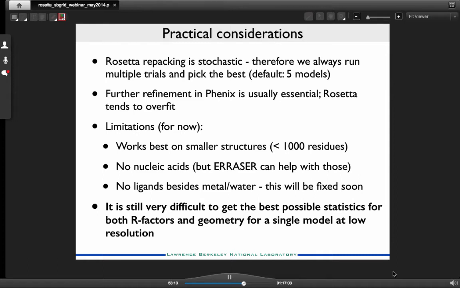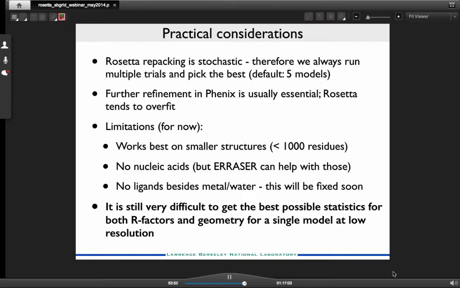There are several practical considerations for actually running this. One, as I mentioned, is that the repacking is stochastic. So we're always running multiple trials and picking the best. There's no real way around that limitation. We found that 5 models was usually enough to guarantee that it was going to find a good solution if it was possible. But if you simply run one, there's a chance it's just going to get stuck. Especially for some of the more difficult structures, we would do 5 runs, and maybe 2 of them would work beautifully and 3 of them just wouldn't move at all. It's all dependent on exactly what happens during the rotamer repacking.